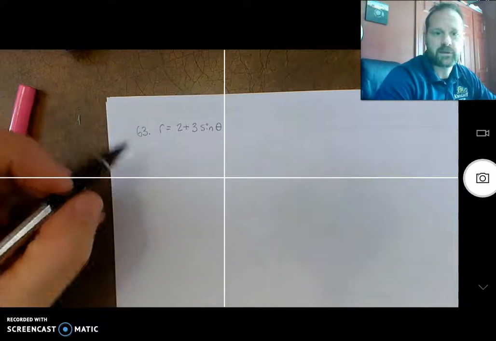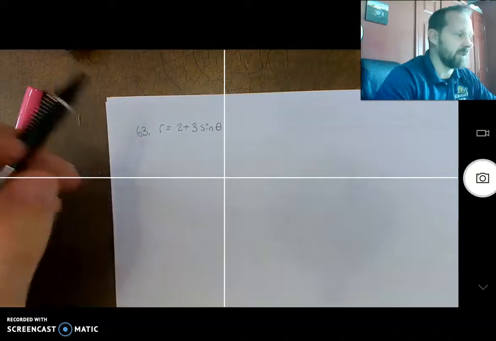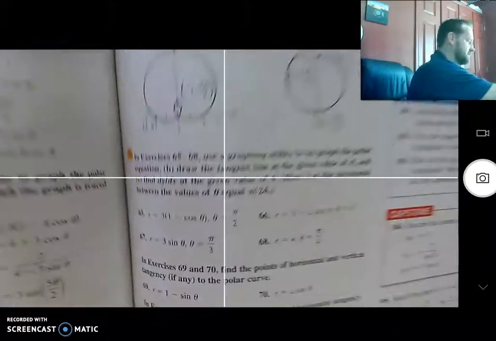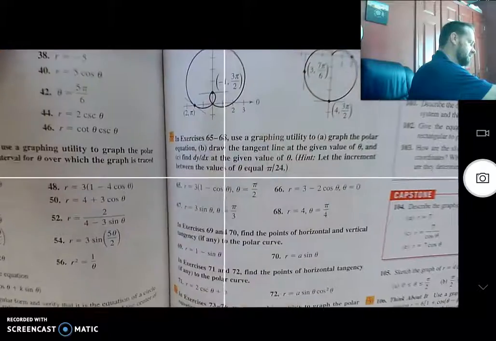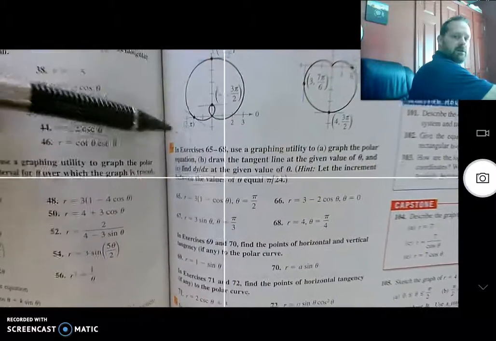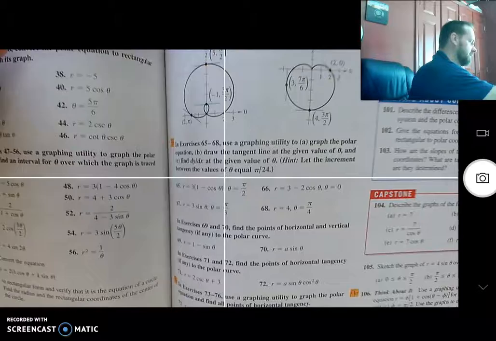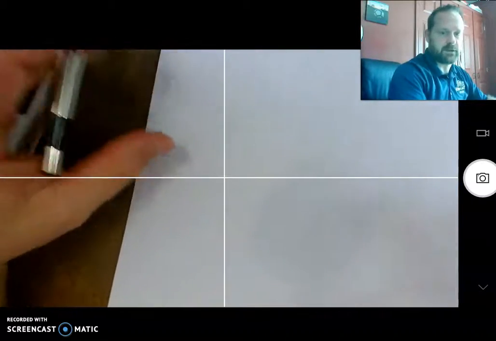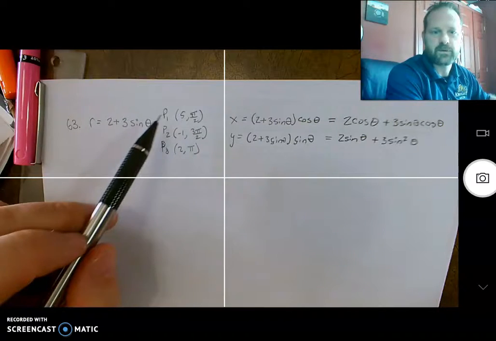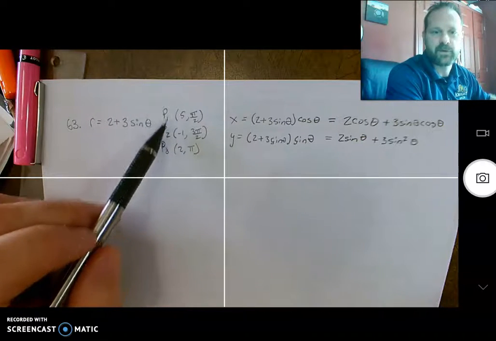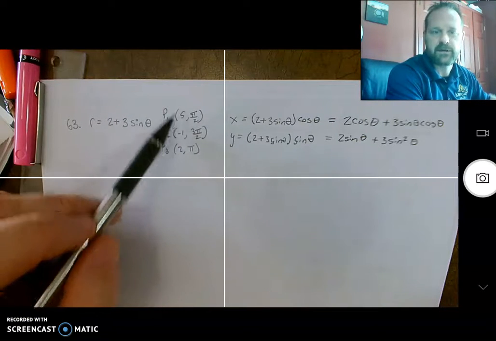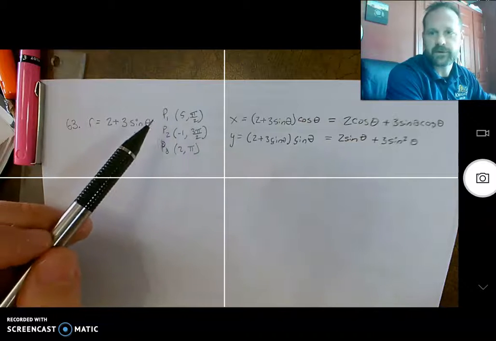Okay, so our last one is number 63, and we are tasked with finding tangent lines. So this one, and we want to find the slopes of the tangent lines here, here, and here. Okay, so we know that slope is dy/dx, and let me set this one up. Okay, so point 1, point 2, point 3, we all want to know the tangent lines of this. One of them is a horizontal, so we know that's going to be 0.